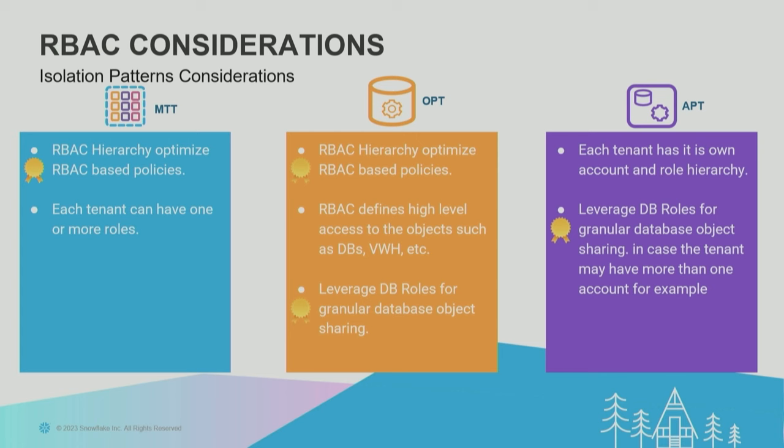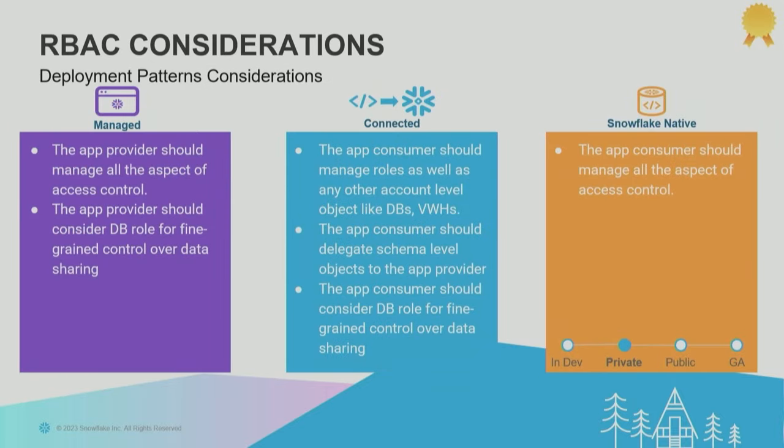And the thing is, I want to highlight as well, for the OPT and APT, please consider database roles. If you have data sharing cross accounts or you want to enrich your data, use database role from that perspective. From a management or deployment perspective, in the managed app, the app provider should be managing all the aspects of roles and users. In connected apps, the app consumer should be managing all that, and the app consumer should grant schema level objects to the app provider to do their jobs. Native apps, remember, the app runs in your environment. You own everything. You must control and manage all the aspects of users and access control.